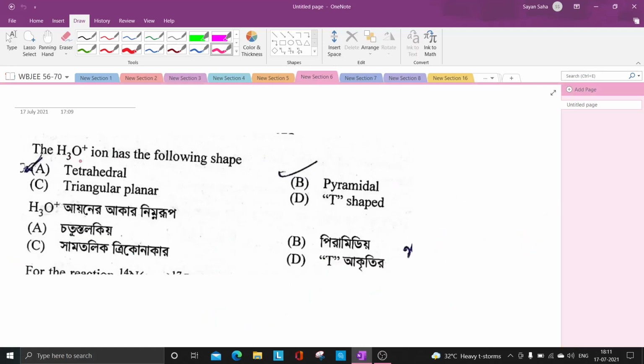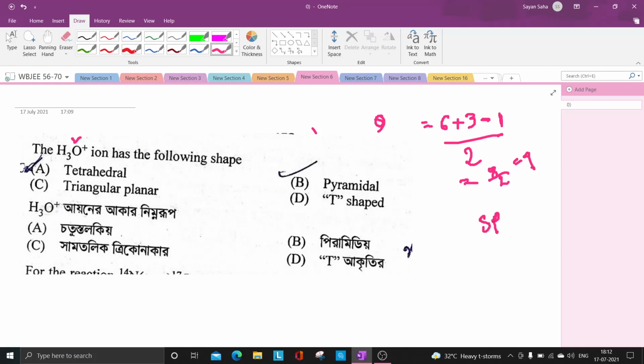Now, H3O plus shape. They are asking the shape of H3O plus. So what is the central atom? O. How many valence electrons does it have in its shell? 6. How many monovalent atoms are bonded with it? 3. So 6 plus 3, minus the total positive charge, that is 1, divided by 2. So this will give you 8 by 2, that is 4. So the hybridization is sp3.